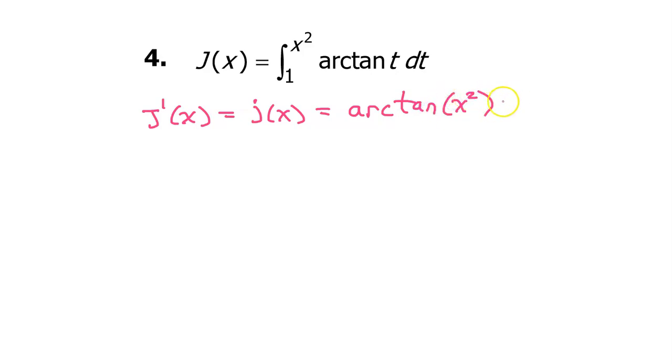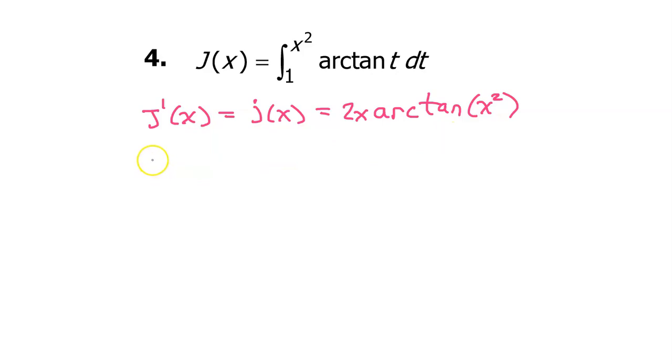But then, similar to the chain rule, I multiply by the derivative of x squared. So I'm going to multiply by 2x, which I think I will put in the front. So there's my first derivative.